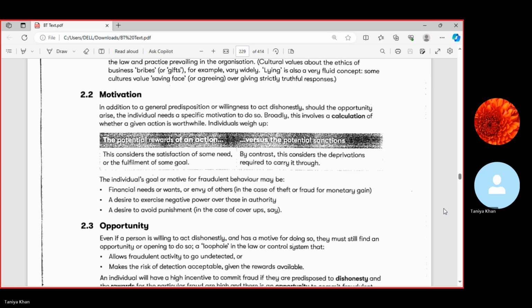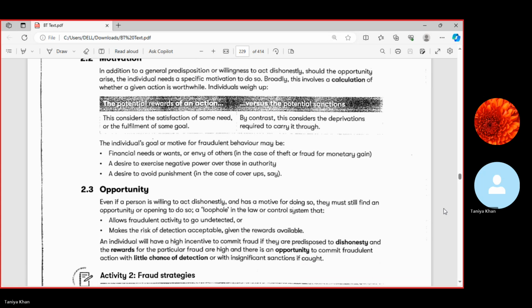Individuals weigh up the potential rewards of an action. This considers the satisfaction of some need or the fulfillment of some goal, versus the potential sanctions. By contrast, this considers the deprivation required to carry it through. So one is encouraging you to commit fraud, another is discouraging you from committing fraud.